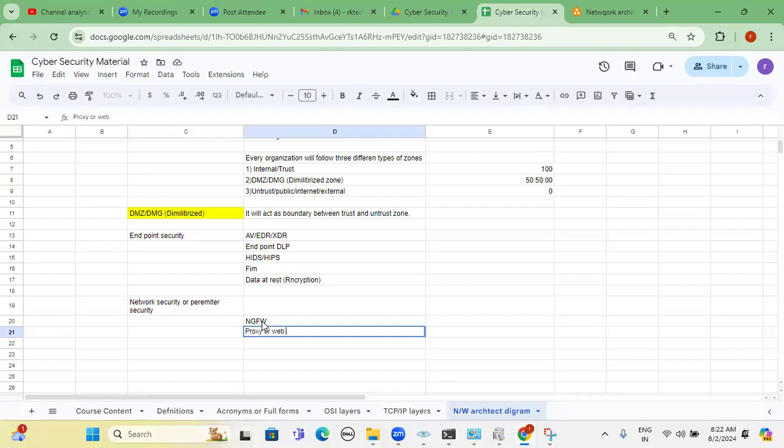And next one is a proxy or web gateway. This is also called SWG, secure web gateway. Next one is network IDS and network IPS. Even proxy capability and network IDS, network IPS capability can be done by our next generation firewall. But it will not do the full-fledged capability. It will do only 70%, something like that.